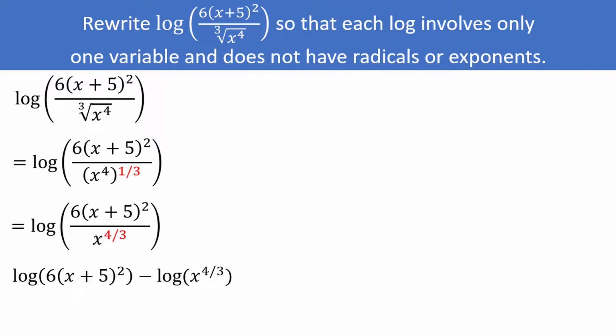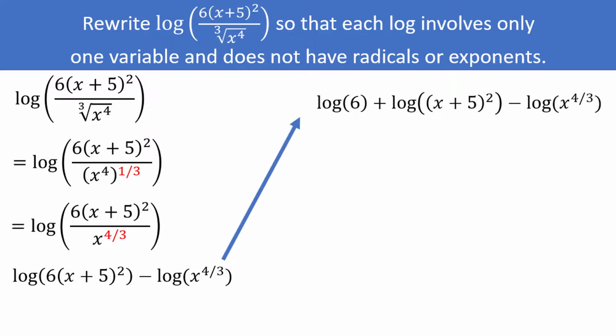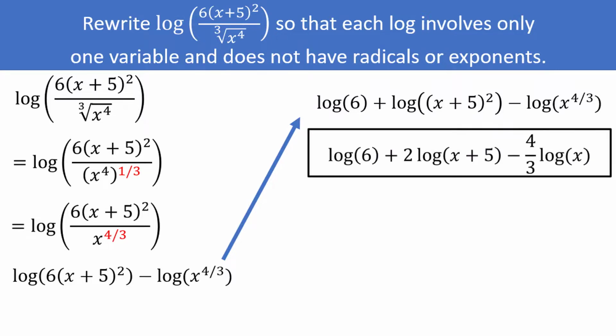We can further expand the first log as it is the log of a product, so that we have log of 6 plus log of x plus 5 squared minus log of x to the 4/3 power. Finally, we can bring the exponents down, so that we have log of 6 plus 2 log of x plus 5 minus 4/3 log of x. This is our final answer.